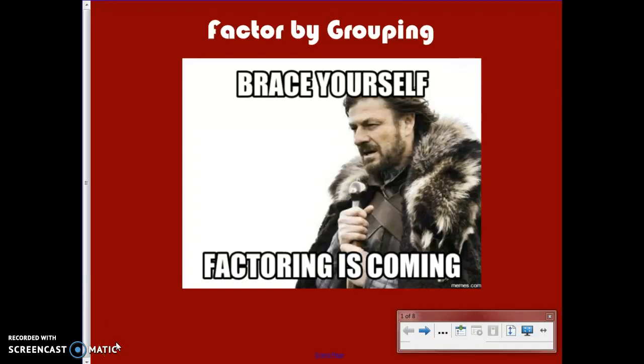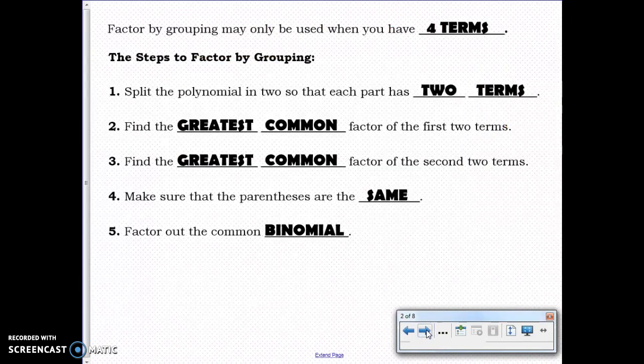Today we are going to cover factor by grouping. This is a special type of factoring and it really only works with one specific case. Factor by grouping may only be used when you have 4 terms. Only 4, that's the only time that we can use factor by grouping. So here are the 5 steps to factor by grouping.